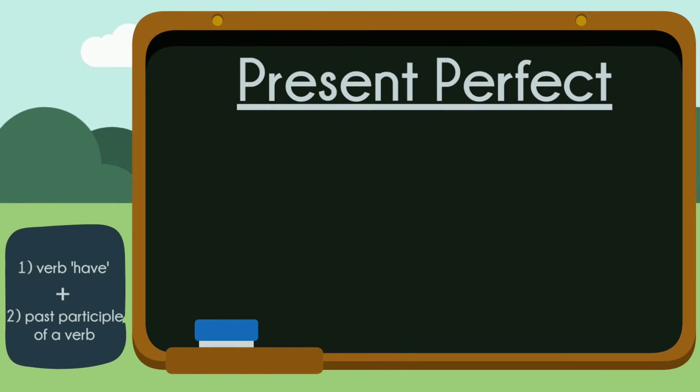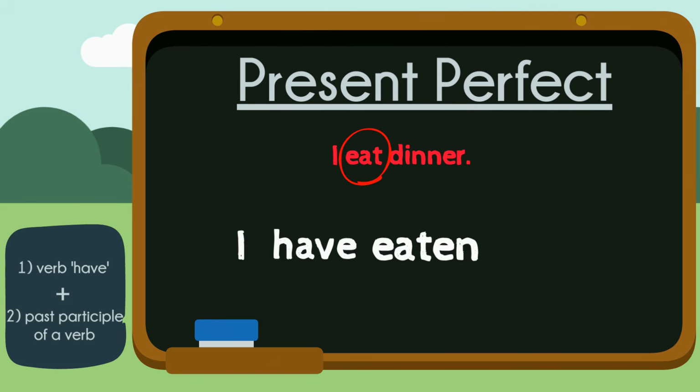Let's have another go. I eat dinner. We must add the verb have, which we don't need to conjugate because it already matches our subject I. And then we need the past participle of the verb eat, which is eaten. I have eaten dinner.